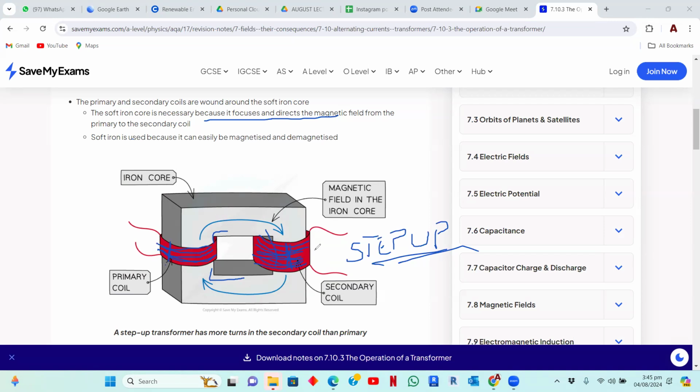And a step-down transformer would, on the other hand, have fewer turns on the secondary coil side, which means it is going to decrease the value. We're going to call it a step-down transformer. So these are two types of transformers, and the functions are exactly the opposite of each other.